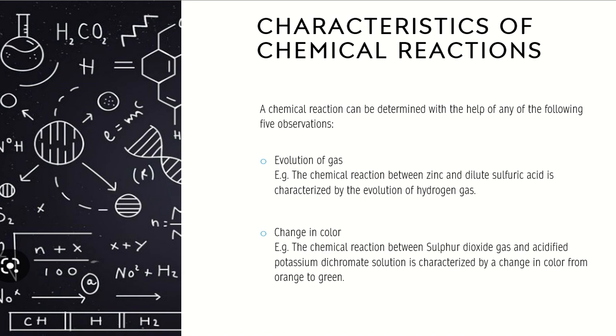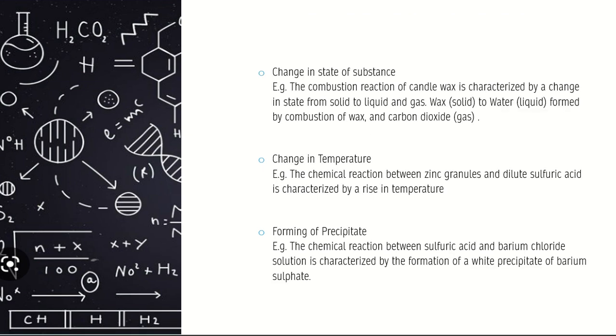Change in color. The chemical reaction between sulfur dioxide gas and acidified potassium dichromate solution is characterized by a change in color from orange to green. So in these two cases, you can see by the evolution of gas and change in color that chemical reactions have taken place. Next, change in state of substance. So when you burn a candle, the candle wax, which was solid, turns to water and carbon dioxide, which are liquid and gas due to combustion.